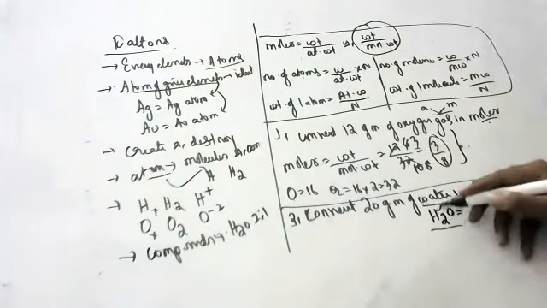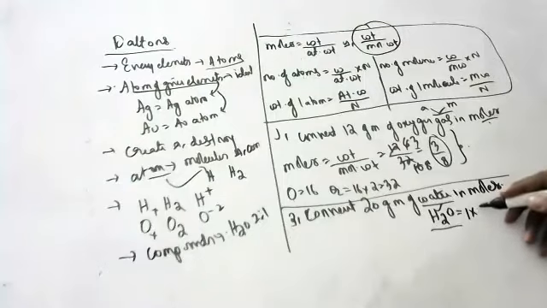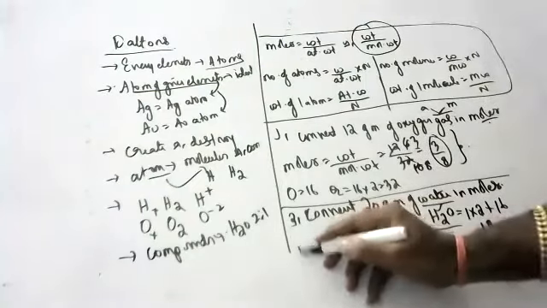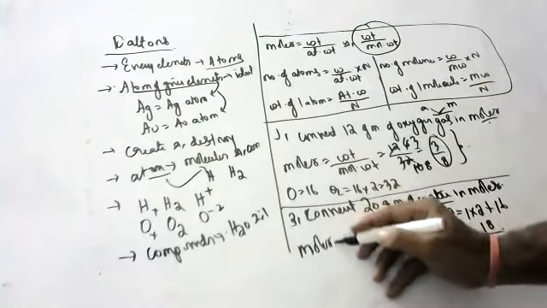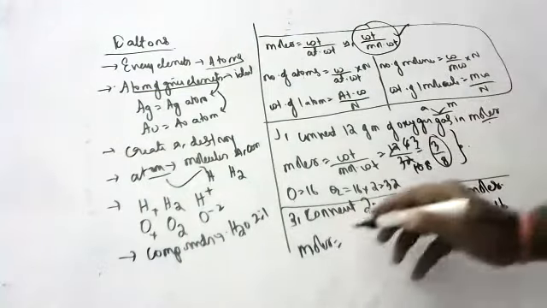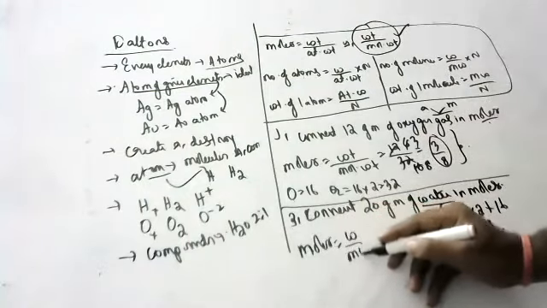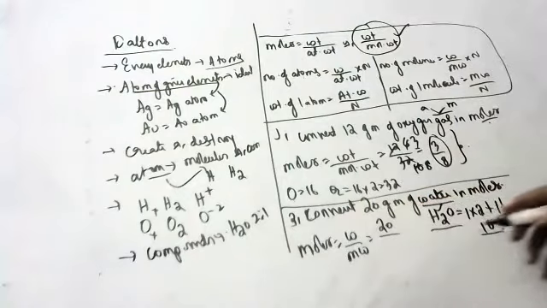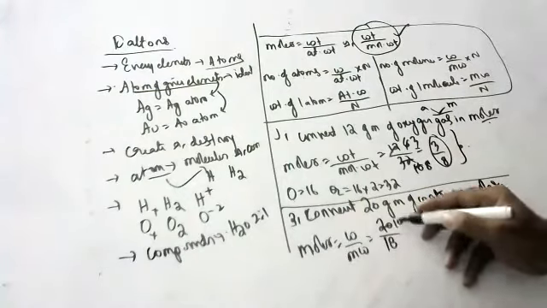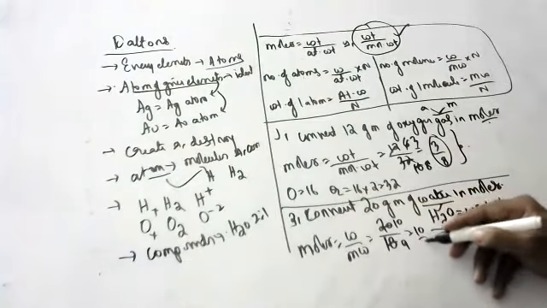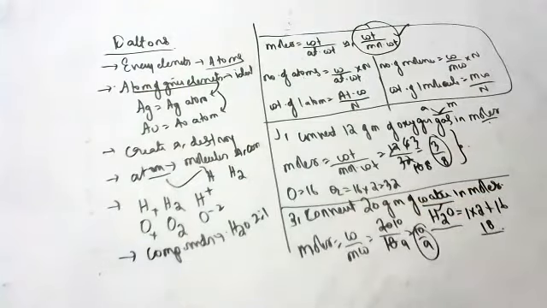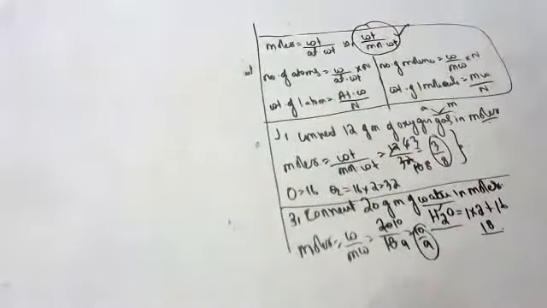Can you tell me the molecular weight of water? 1 into 2 plus 16, which is 18. Now, how to find the number of moles? Weight by molecular weight. The weight is 20, so 20 by 18, which is 10 by 9. 10 by 9 is the number of moles present in water.